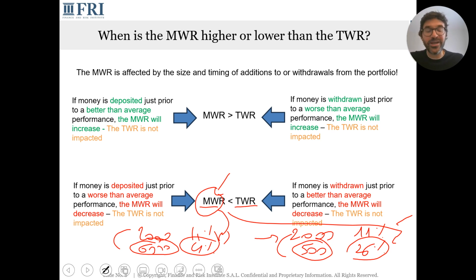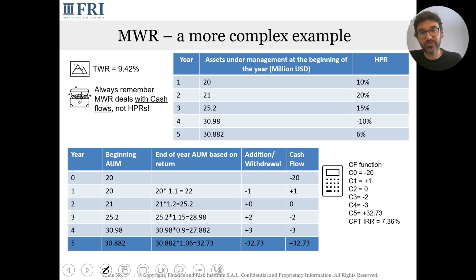So when the manager controls the decision, MWR. When the client controls the decision, TWR. And do remember, please, that in many real world applications, like in private equity, like in other types of real estate funds, etc., it is the manager who calls down capital. So yes, it is the manager who decides when and how much money to invest.